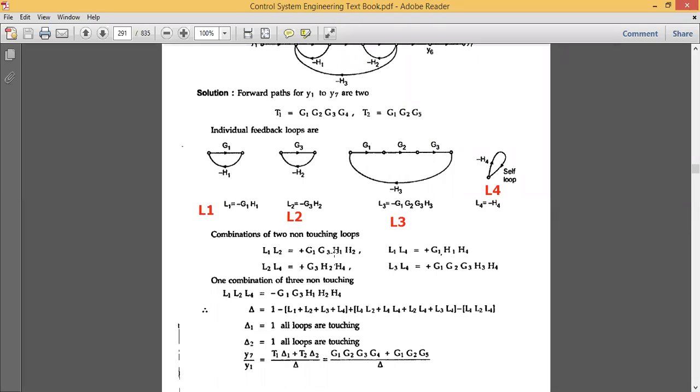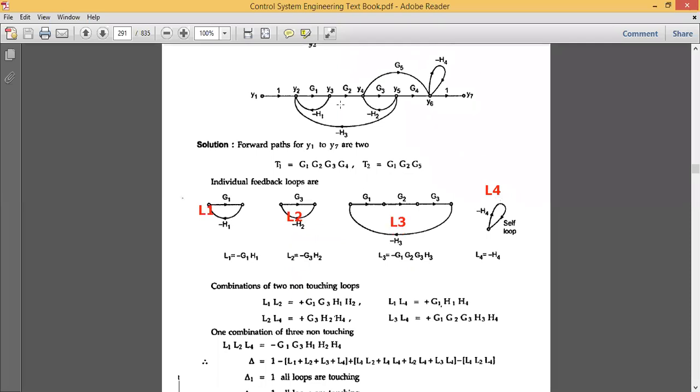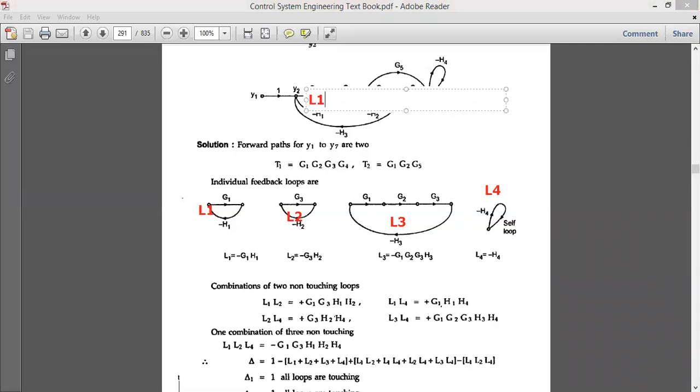Another way of finding the three non-touching loops is that you need to take one combination of three non-touching loops. You should check the signal flow graph in such a way that whether we have some three non-touching loops. I will just show you the figure here. This was L1, I will write here to make it more clear. So this is L1, and this was L2, and this is L3.